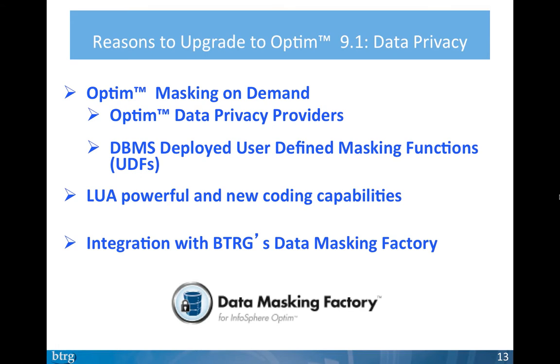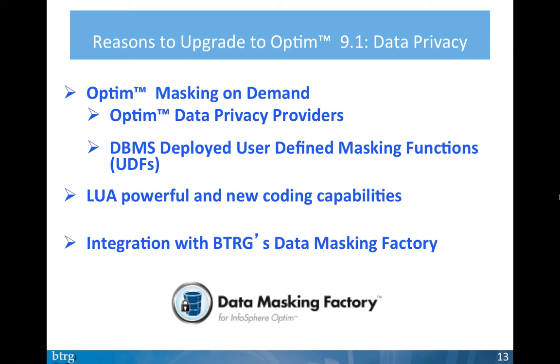On the data privacy front, there's now powerful masking on demand, which allows you to do broader capabilities around your masking with what's called Optum data privacy providers, which allow you to call Optum without having to do that through the traditional test data management framework, or even from outside of the Optum extract, convert, and load process as well. And we've got user-defined masking functions which can be deployed separately from Optum now. So really what IBM has done is taken all of the functionality around masking that they have embedded in Optum and exposed that now for you to use.